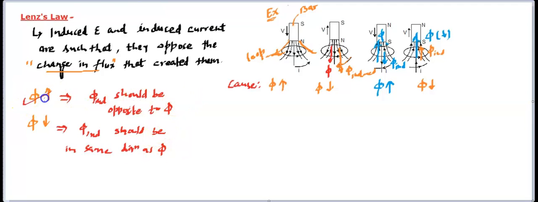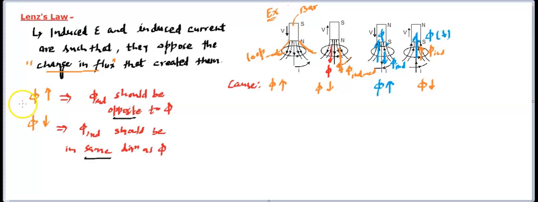If the flux is increasing, then find the current in such a way so that the induced flux comes opposite to the flux direction. And if the flux is decreasing, then find the current in such a way so that the induced flux comes in the same direction as this flux. So there are two terms that have been mentioned. It has to be opposite direction when it is increasing. It has to be same direction when its flux is decreasing. And this is how the change in flux can be opposed.